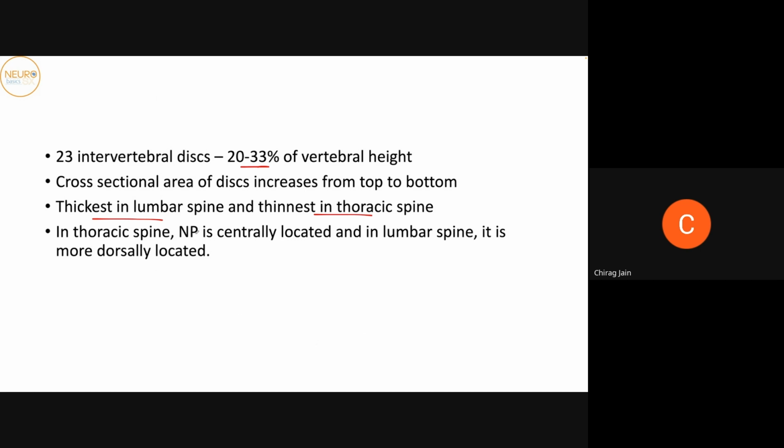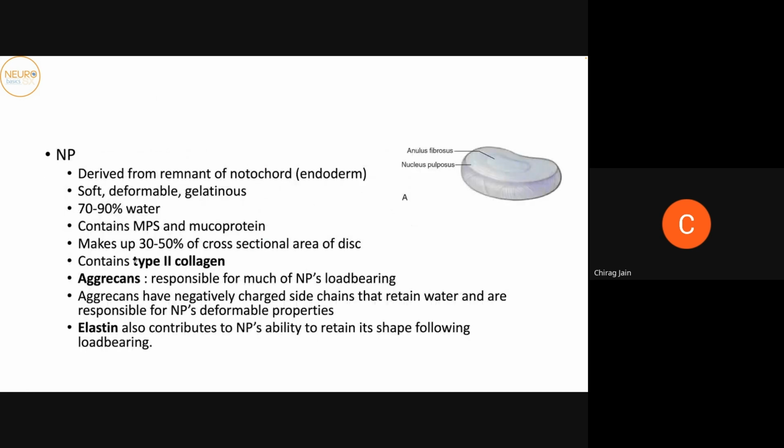And the nucleus pulposus in the thoracic spine is centrally located. While in the lumbar spine, predominantly because of the lumbar lordosis and because the lumbar spine is to tolerate the most amount of compressive load, the nucleus pulposus is going to be located more posteriorly or more dorsally. Here is the nucleus pulposus within the intervertebral disc, just surrounded peripherally by the annulus fibrosus.